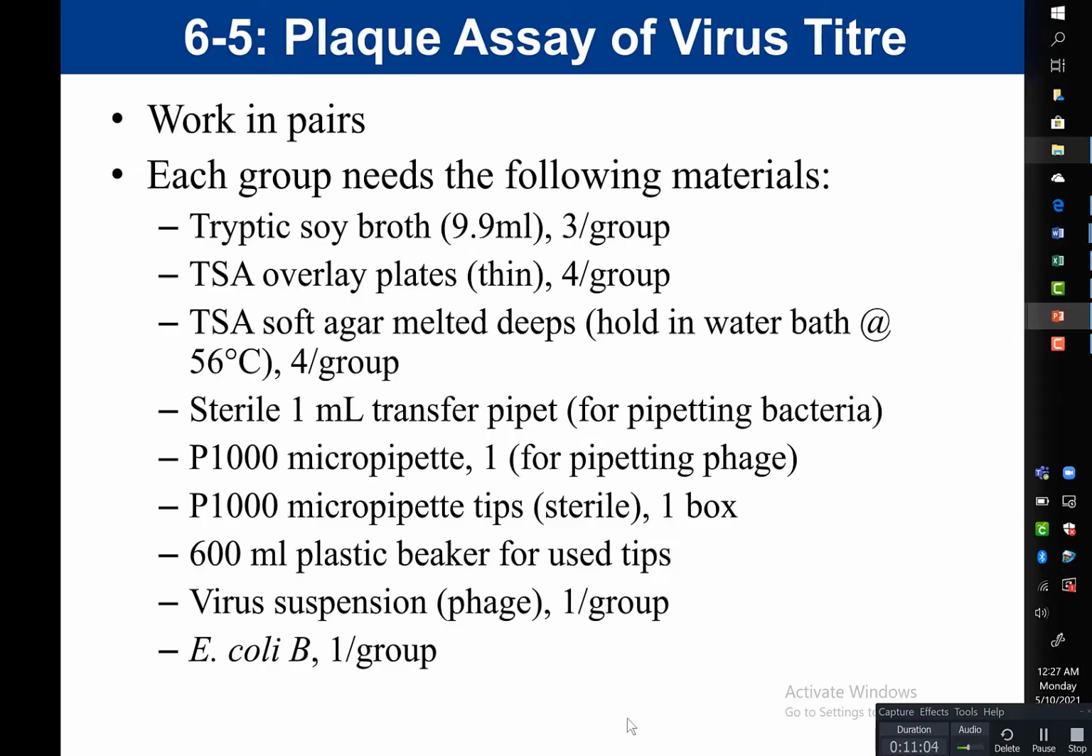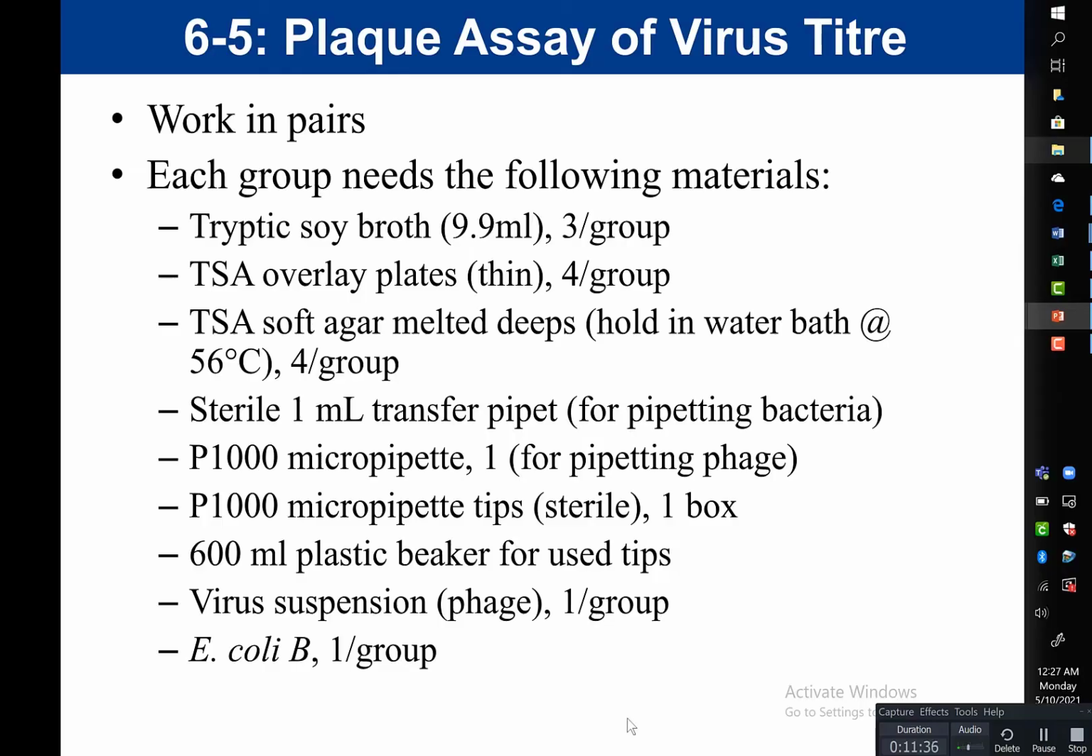We do, however, need to accurately pipette our phage, which is our virus that we're trying to determine the titer. So because we need to be accurate with our pipetting for the phage, we need a P1000. So you're going to have a P1000, 1 per pair. You need 1 box of sterile P1000 micropipette tips, the blue ones. You would need a 600 milliliter plastic beaker for used tips, so once your tips are contaminated, to dispose of them.